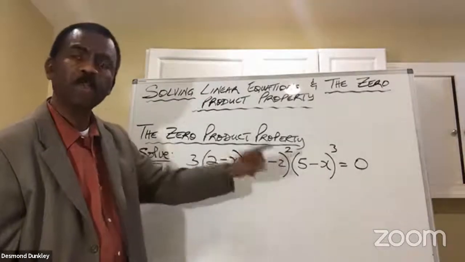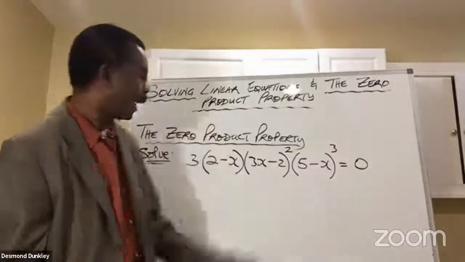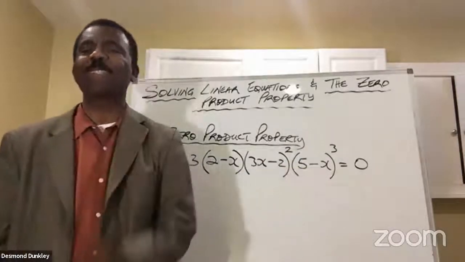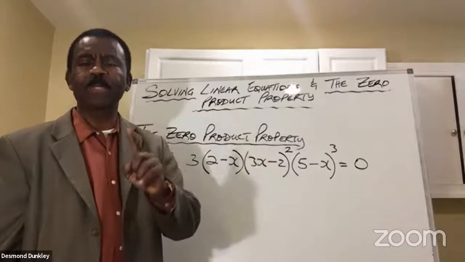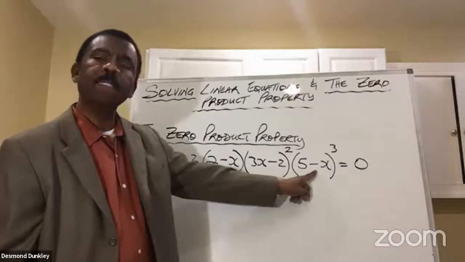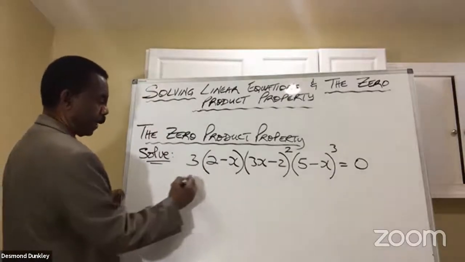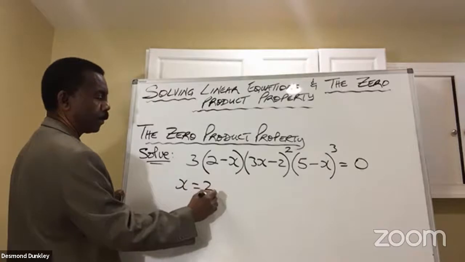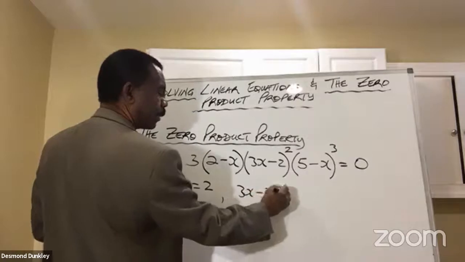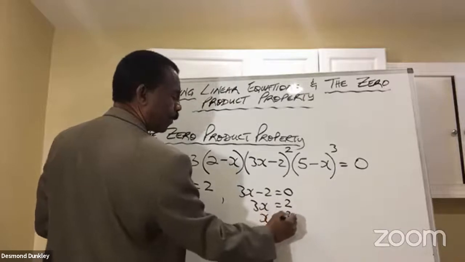This gives me 2. So 1 plus 2. And this gives me 3. So I get 1, 2, 3, 4, 5, 6 solutions. 6 solutions. Out of the 6, 2 are duplicated, and this is tripled. So what do we have? From this, we end up with x is equal to 2. From this, we end up with 3x minus 2 equal to 0. So 3x equals 2. So x equal to 2 over 3.